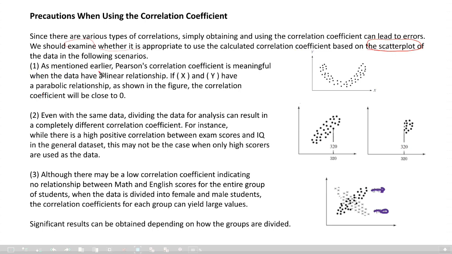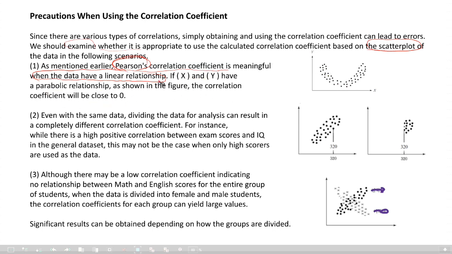First, as mentioned earlier, Pearson's correlation coefficient is meaningful for what? Linear relationship. When the data have a linear relationship, Pearson's correlation coefficient is useful. It does work. If x and y have a parabolic relationship as shown in this figure, the correlation coefficient will be close to zero.